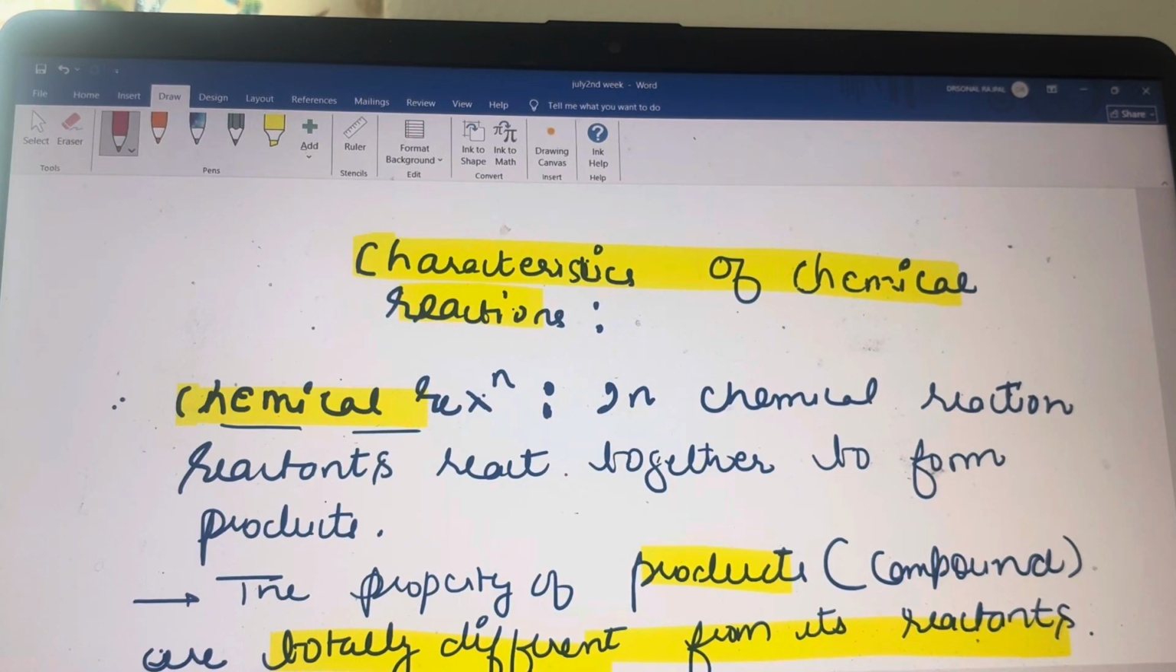Students, today I am going to tell what are the characteristics of chemical reactions. As you all are aware, there are so many chemical reactions occurring around you. So how do you come to know that a chemical reaction has occurred? First of all, I am going to explain what a chemical reaction is.